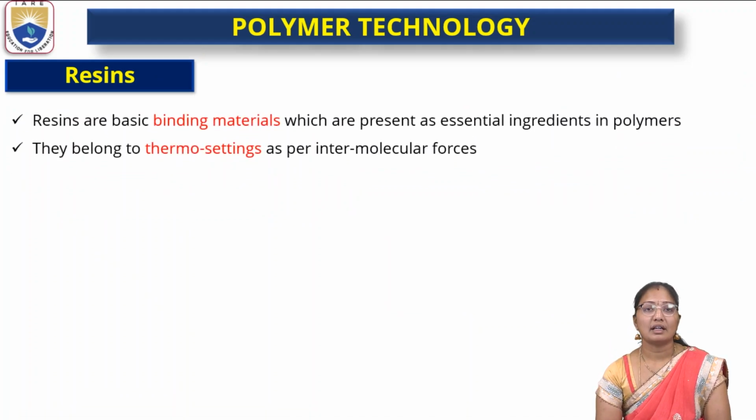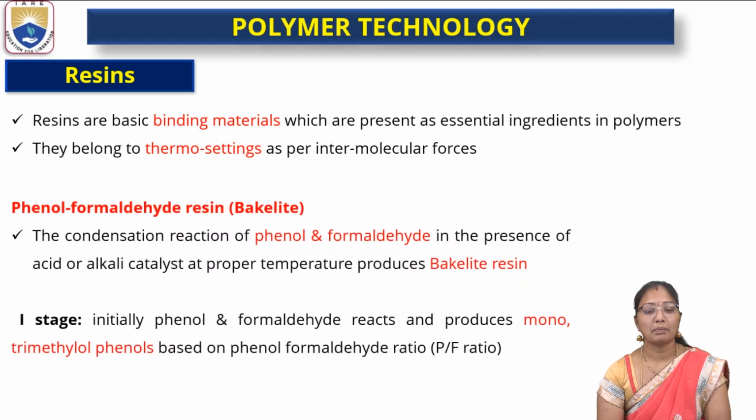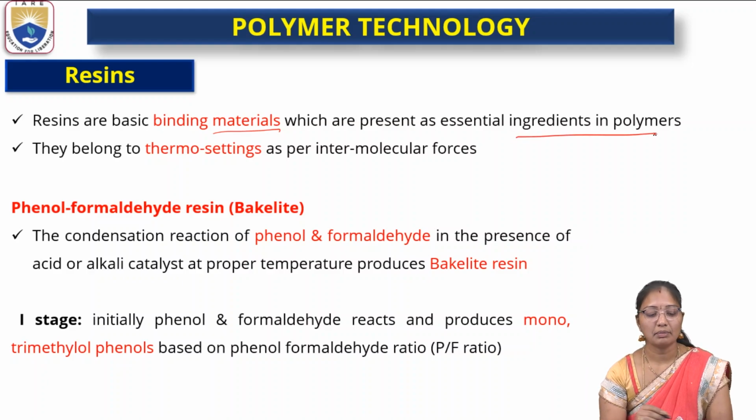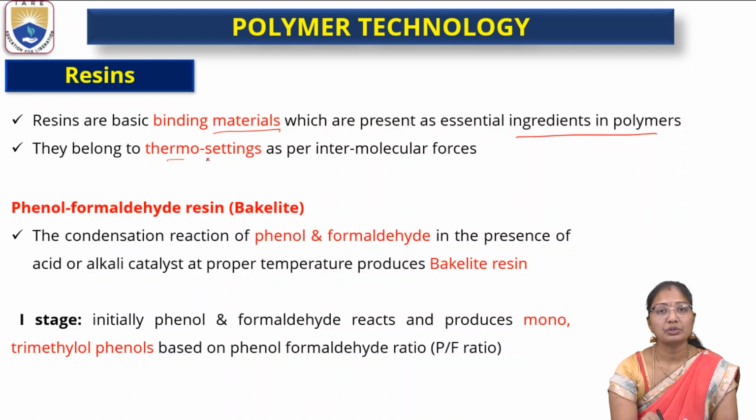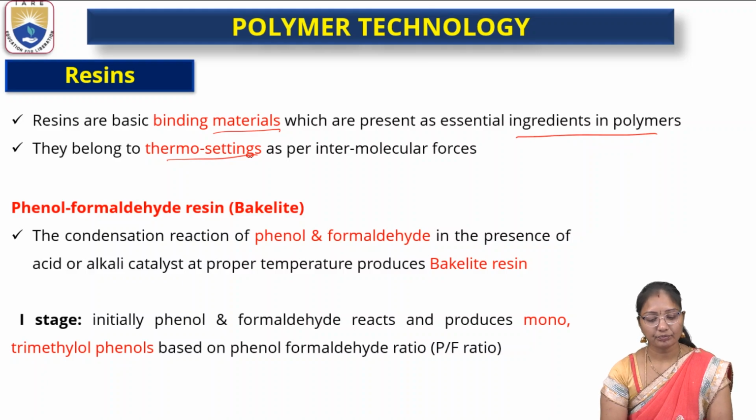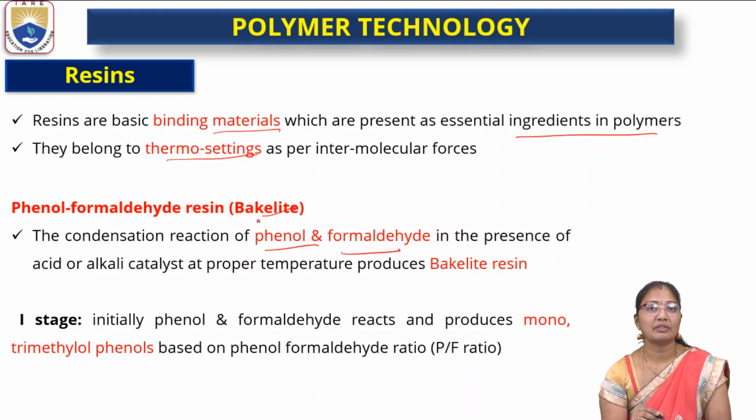Resins. Resins are one of the condensation polymers. They are the resultant of condensation polymerization. They are basic binding materials which are present as essential ingredients in polymers. They belong to the thermosetting category. The condensation reaction of phenol and formaldehyde results in the formation of bakelite. Bakelite is one of the resins.